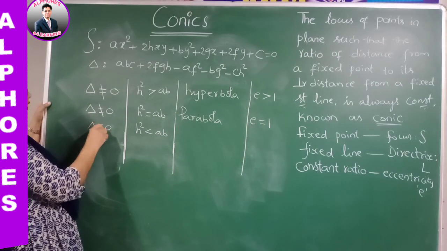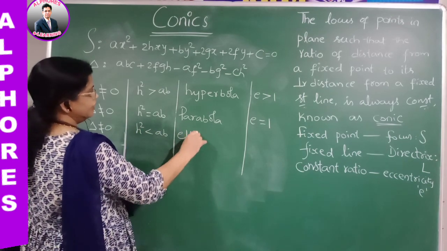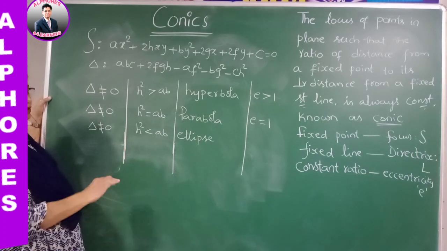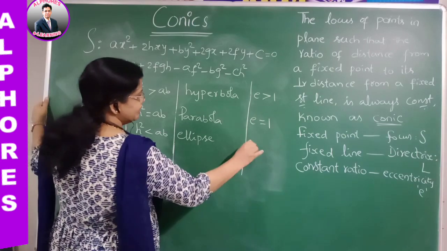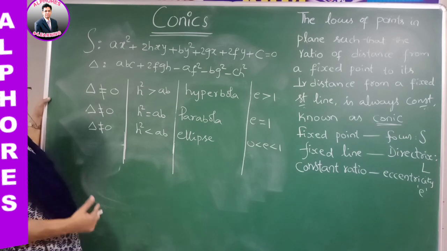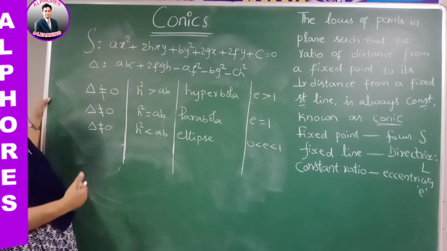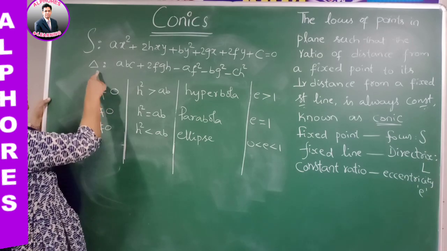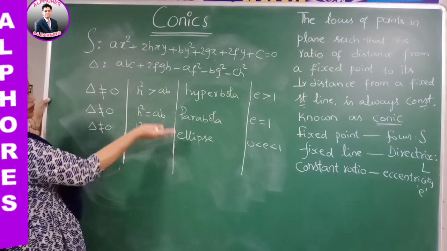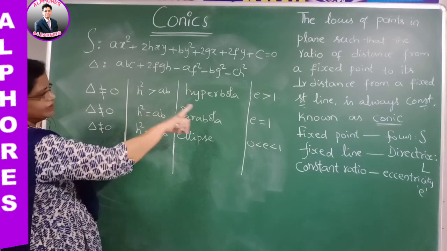Next one is again delta not equal to 0 but h square is less than AB. Then the conic is nothing but an ellipse. Sometimes they call it an empty set also. Ellipse or empty set, and in this case we say 0 less than E less than 1. Students, in this way you can observe clearly what happens to the entire equation S equal to 0 under different conditions. What are the different conditions? The first observation is whether delta is 0 or not. If delta is 0, you get the previous three cases, and if delta is not equal to 0, we can say clearly these.